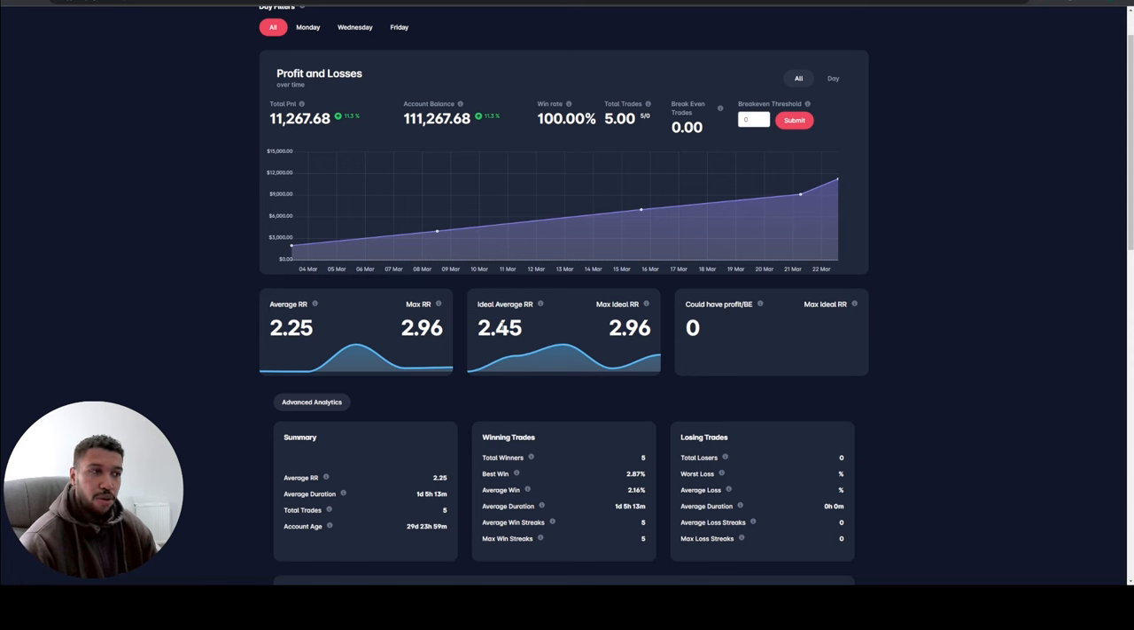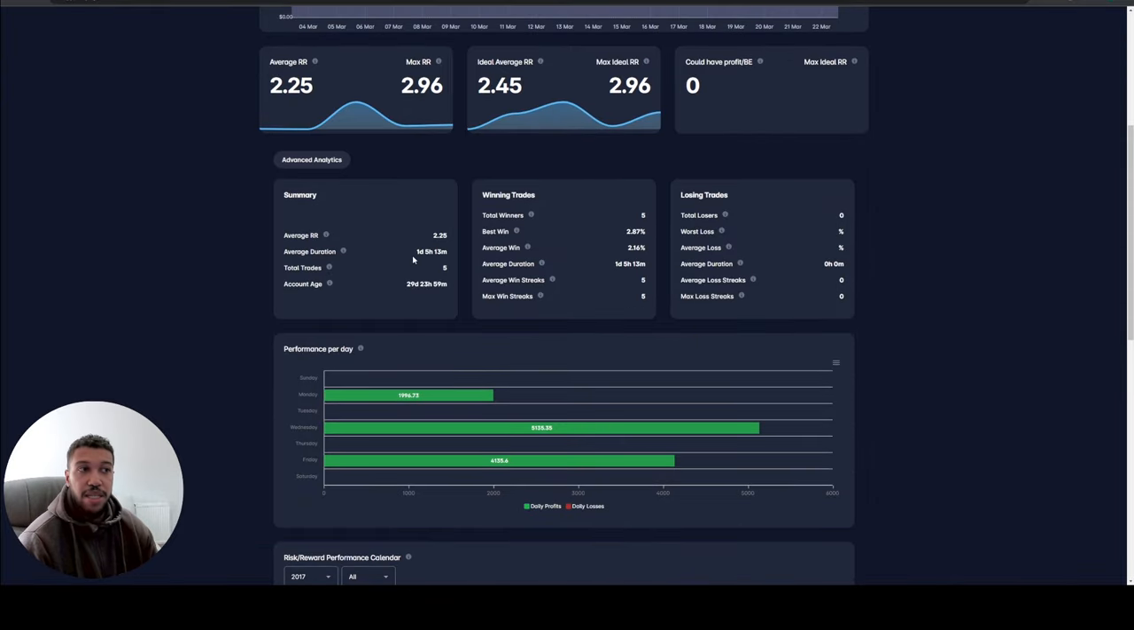My ideal RR was very close to my average RR, so I was picking good exits, which were basically liquidity. And my max ideal RR is nearly 3, so there's not really much room for me to squeeze out more profit. Looking at these statistics, my exits are pretty good.